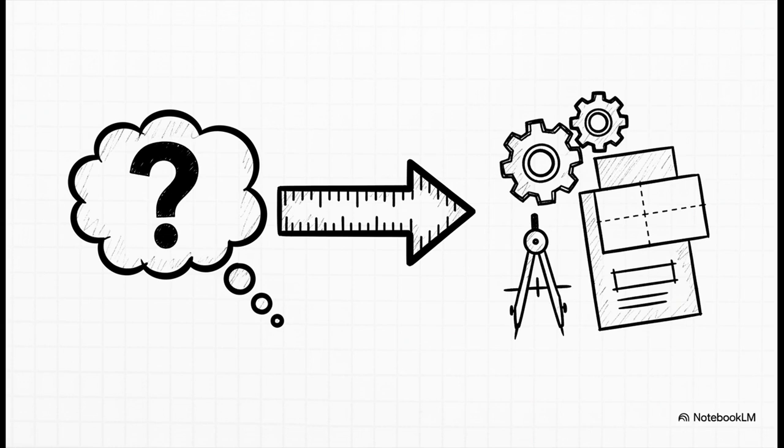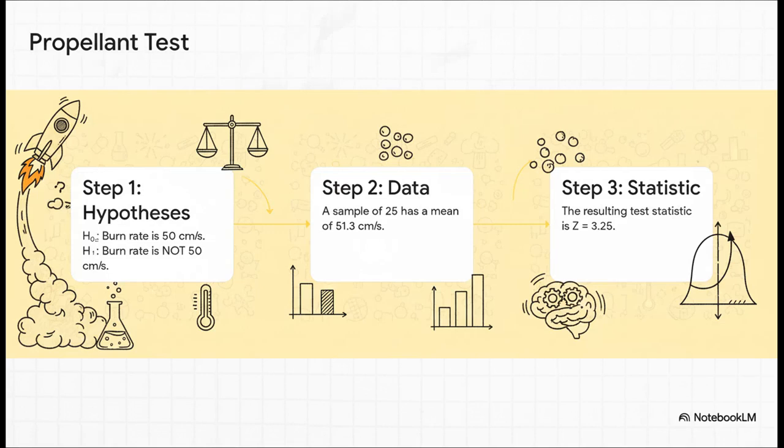Okay, so this theory is all well and good, but how does this actually play out in the real world? How do we measure the evidence from our data? Let's walk through a classic engineering problem and see it in action. So, picture this. We're testing rocket propellant. The spec sheet, our null hypothesis, says it should burn at an average rate of 50 centimeters per second. We grab a sample of 25 batches and find the average is actually 51.3. Is that difference just a random fluke, or is it a real sign that something's wrong with our process?